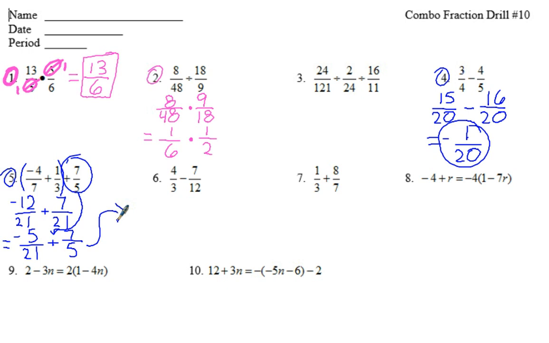Okay, so 21 times 5, that gives us 105. So let's make a common denominator of 105 plus, same thing over here, let's create 105 denominators. And then we could say 21 times 5 gave us this 105, so we multiply our numerator by 5 also. So negative 5 times 5, we get negative 25.